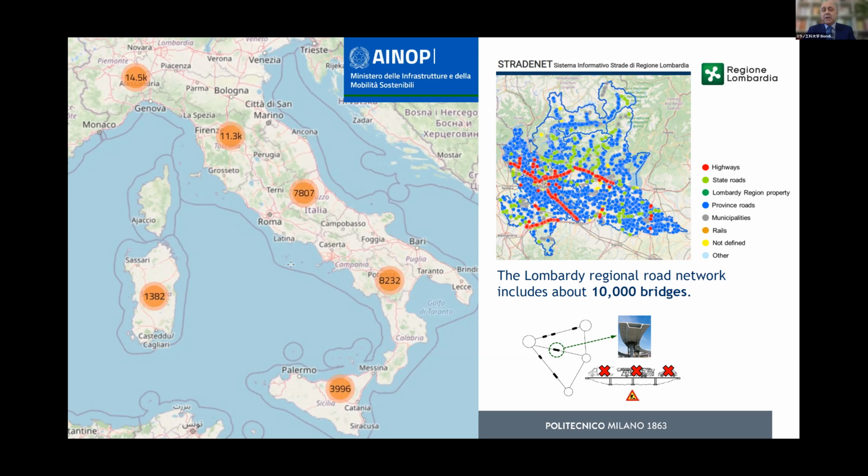Italy, for example, shares several similarities with the US regarding the stock of existing bridges, even though the total number of bridges is smaller. A strong effort is currently ongoing to establish inventories at both national and local level. As an example, in Lombardy, an administrative region in northern Italy constituting approximately one-sixth of Italy's population, there are approximately 10,000 road bridges, whose data are being collected in a dedicated road information system.